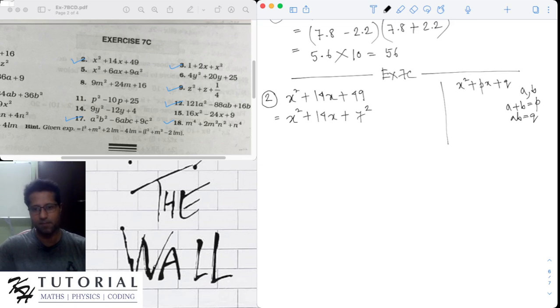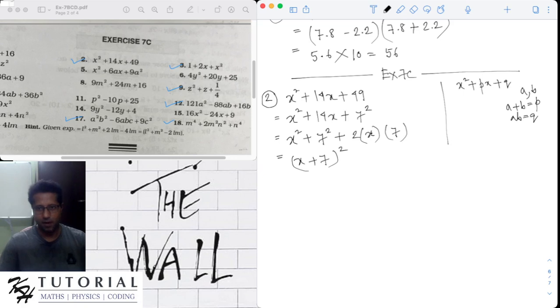In this example, I can see that I have x square plus 7 square, and I can clearly see 14x as 2 into x multiplied by 7. So I can now clearly say this is x plus 7 whole square. So this is the factorization. I did not apply the concept of the quadratic trinomial, that is finding a and b. Now you could have also done that.